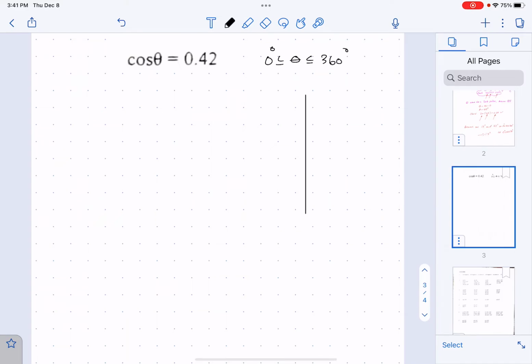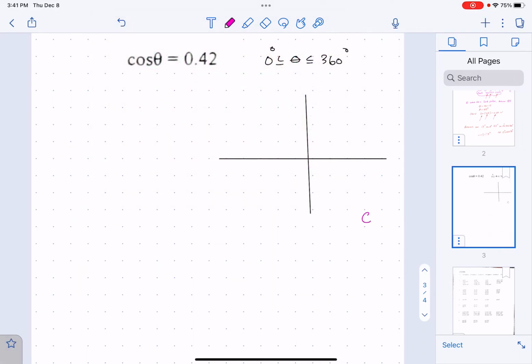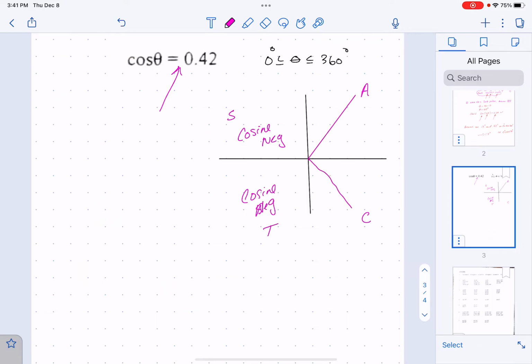So here you go. There's your 4 quadrants. And according to the CAST rule, cosine's going to be positive down here. Cosine's going to be positive over here. Sine is positive, so cosine is negative here, and cosine is negative here. So CAST. My 2 answers that I'm looking for, where cosine is positive, will be an answer here and an answer down here. That's where my 2 answers are going to come from.